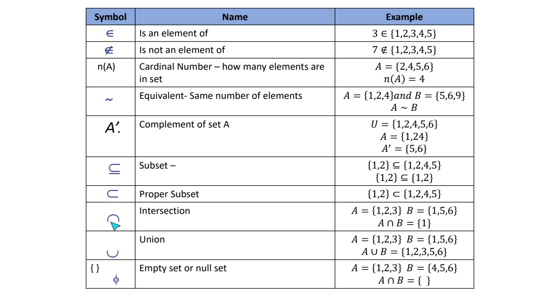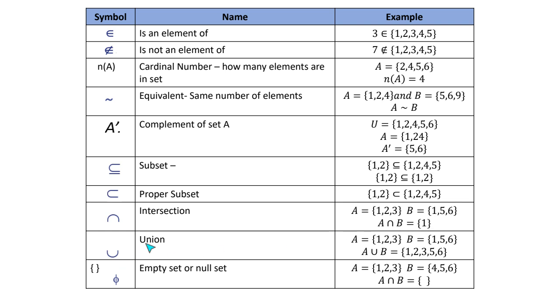Then we have intersection. Is it an upside down U? The intersection is basically what the two sets have in common. So if A is equal to 1, 2, 3 and B is equal to 1, 5, 6, the element that's common to both is going to be the number 1. So we say that's the intersection.